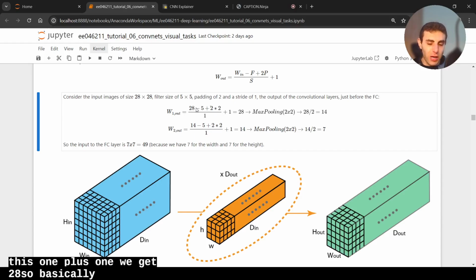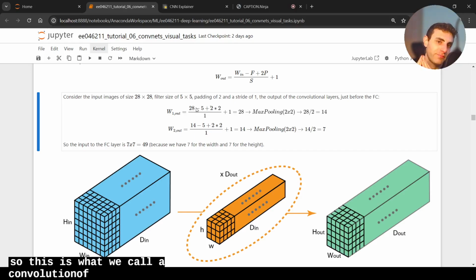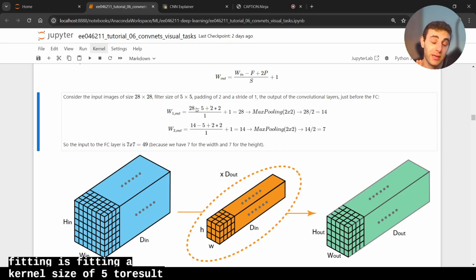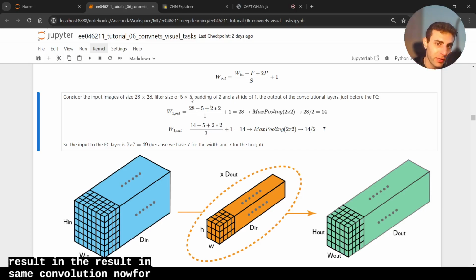So basically the output dimension did not change. This is what we call a convolution of type same, because the output dimension does not change, and the padding of 2 fits a kernel size of 5 to result in same convolution. Now for 3 by 3 kernels, for example, the padding of 1 will result in same padding, and for 7 by 7, then padding of 3.